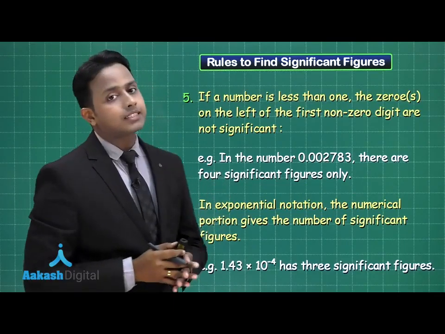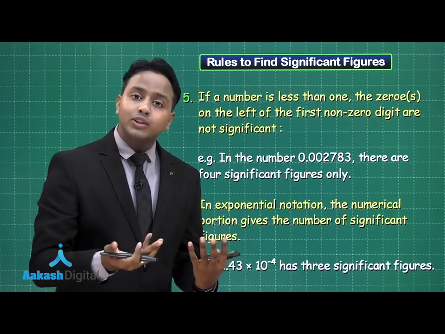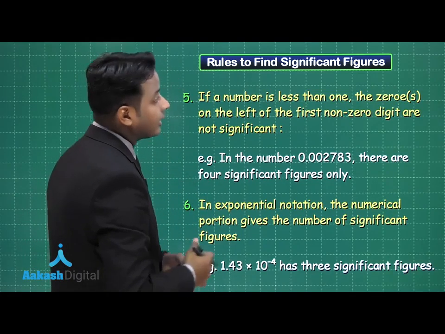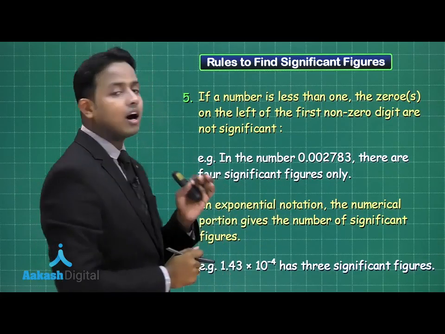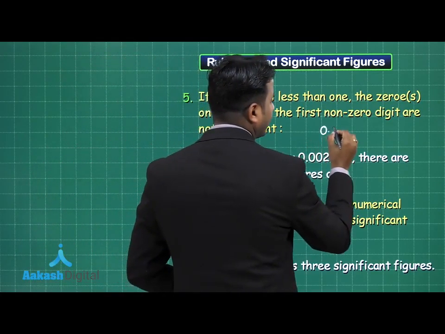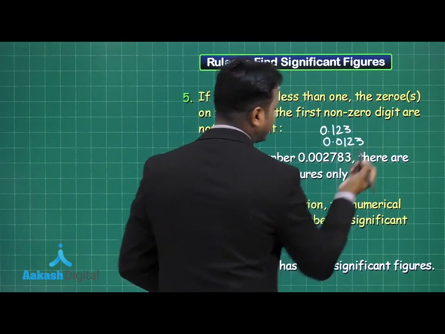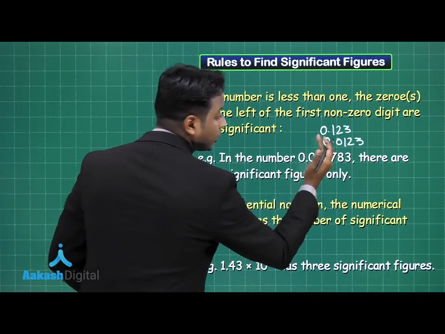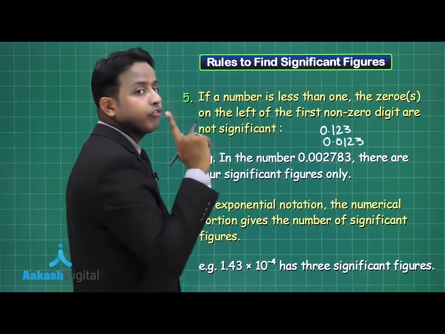If a number is less than 1, so tell me, what happens to a number with less than 1? Obviously it is going to start with 0 point something. So if a number is less than 1, the zeros on the left of the first non-zero digit are not significant. So you can have numbers like 0.123, 0.0123, and numbers like 0.002783.